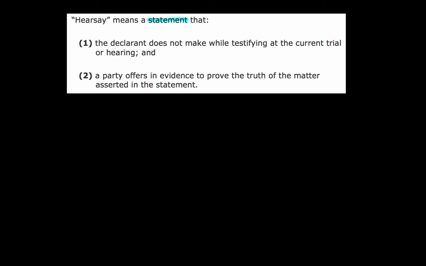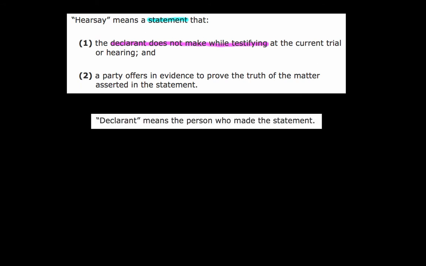All right, let's look at the next requirement of the hearsay rule. In addition to being a statement, for something to be hearsay, it has to be a statement that the declarant does not make while testifying at the current trial or hearing. All right, so the federal rules give us some guidance on this as well. They give us the definition of declarant. So this is the definition of declarant that we use for our hearsay rule. But this seems pretty straightforward. Declarant means the person who made the statement.